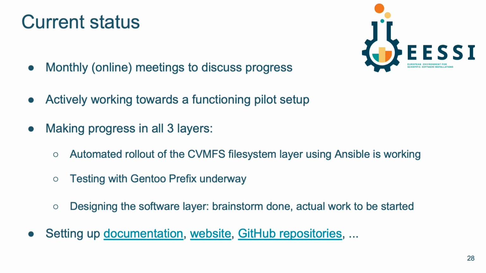Let's take a quick look at the current status of the EESSI project. It's still very early stages, and we're mostly still working on getting a functioning pilot set up. We're having monthly online meetings to discuss our progress and the next steps we want to take. Up until now, we've already made good progress in all 3 layers of the EESSI project. We have an automated rollout of the CVMFS file system using Ansible already working, and we're actively testing with Gen 2 prefix. We have done an extensive brainstorm on how to design the software layer, but the actual work there has still to be started. We're also working on setting up documentation, a website, and organizing our work in GitHub repositories.